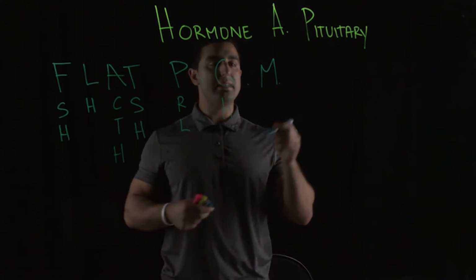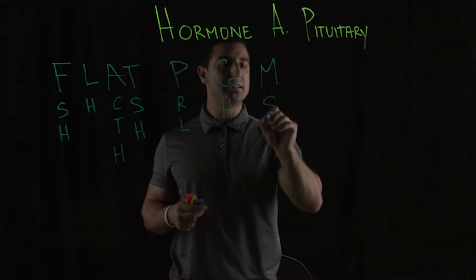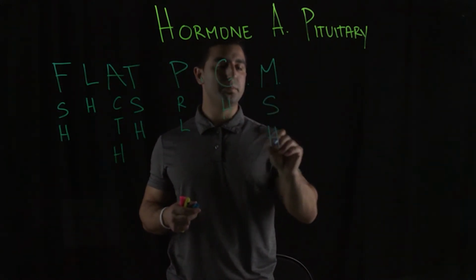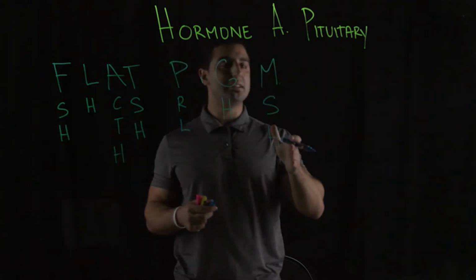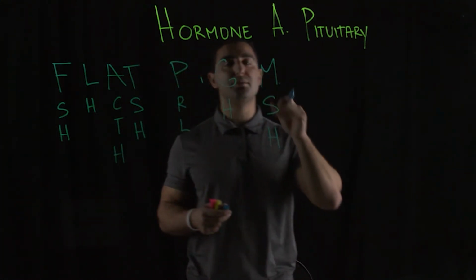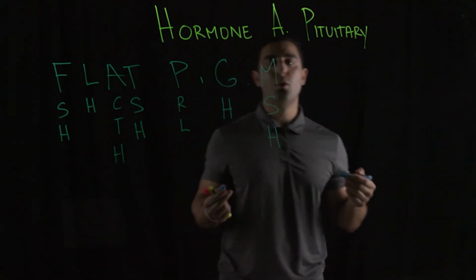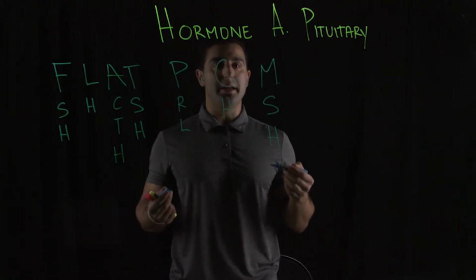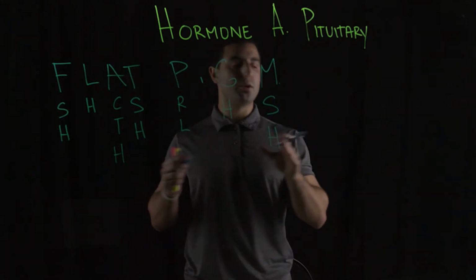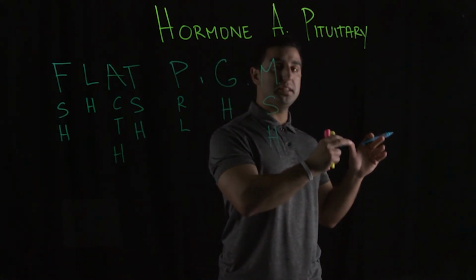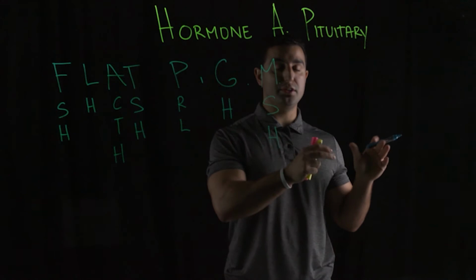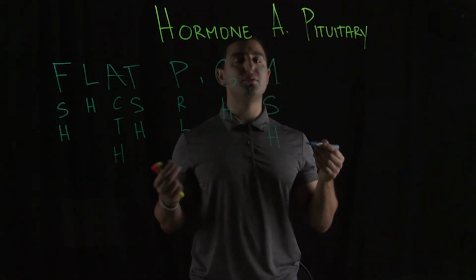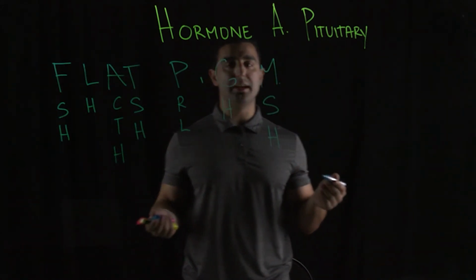And finally, M is melanocyte stimulating hormone. Okay? This is another cell type. They don't really talk too much about it, but it helps with the secretion of melanin. What was melanin? Melanin was a pigment that is generated by your skin cells, right? So your integumentary system that allows for the absorption of UV light.